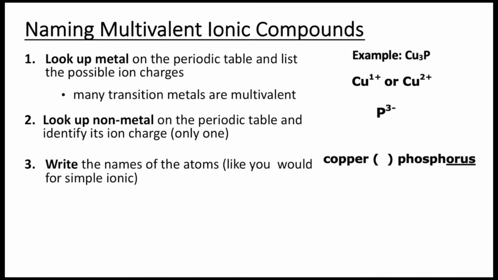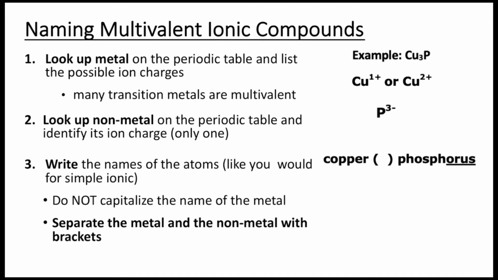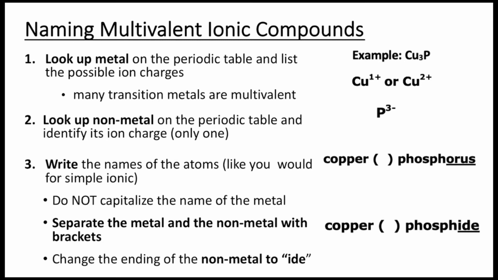Then we're going to write the names of the atoms like you would for simple ionic, meaning that we change the ending, in this case from phosphorus to phosphide. So rules for this, remember, are do not capitalize the name of the metal, so copper should be lowercase. And the thing that's different about multivalent ionic versus simple ionic is we want to separate the metal and the non-metal with a set of open brackets. So changing the ending of the non-metal to IDE as underlined.